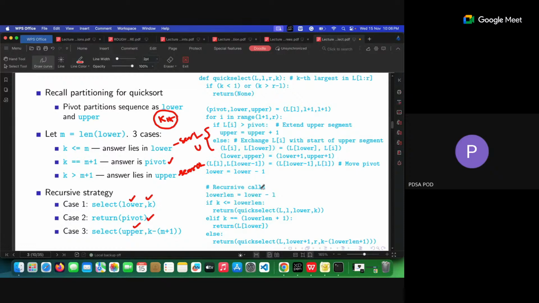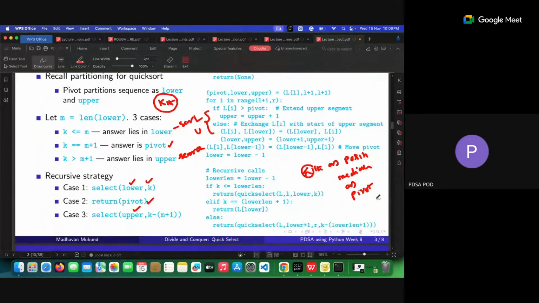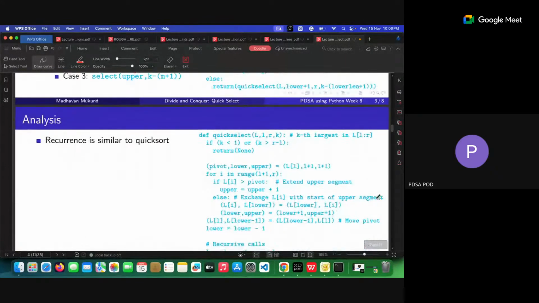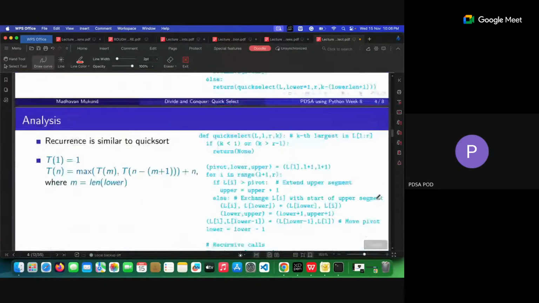But here the pivot is selected as the median. The pivot is the kth position as median. This median is selected as the pivot element, so they are not selecting the extreme left or extreme right. So the complexity in all cases is n log n only. Let me go to the analysis part.